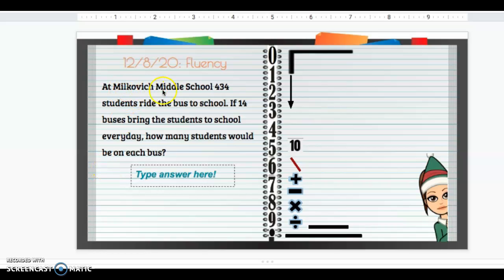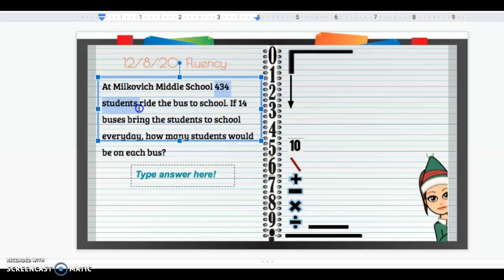Okay, so it says at Milkovich Middle School, 434 students ride the bus to school. If 14 buses bring the students to school every day, how many students would be on each bus? Okay, so you have 434 students that ride the school bus.